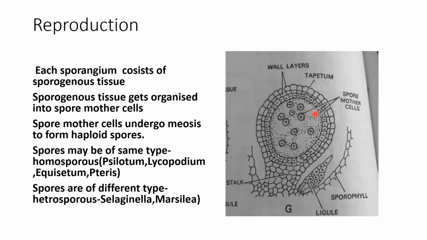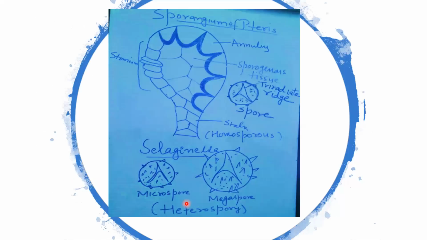Sporogenous tissue may give rise to spores. If all are of the same size, shape, and morphology, and the structure is also the same, then it is called the homosporous condition, like in Psilotum, Lycopodium, Equisetum, and Pteris. Now, spores may be different in shape, size, and structure, like in Selaginella and Marsilea. Smaller spores are called microspores, and bigger spores are called megaspores. Microspores are produced inside the microsporangium, and megaspores are produced inside the megasporangium.